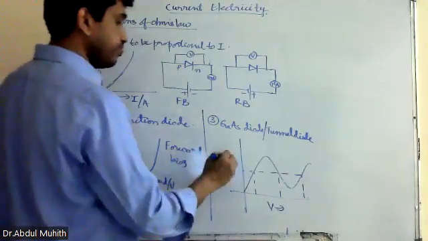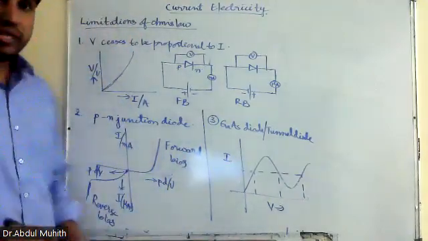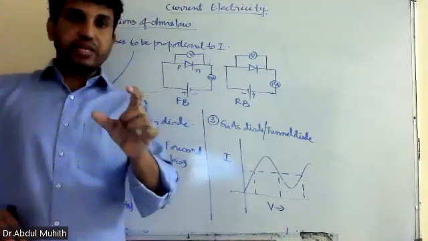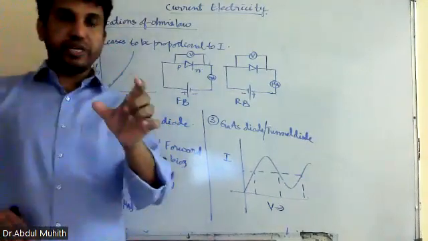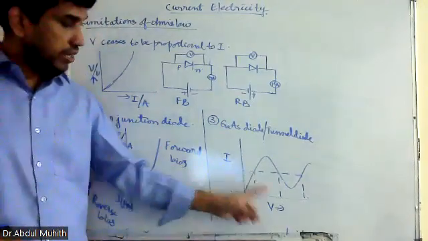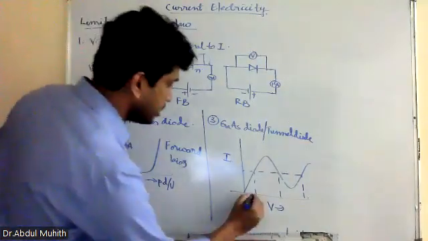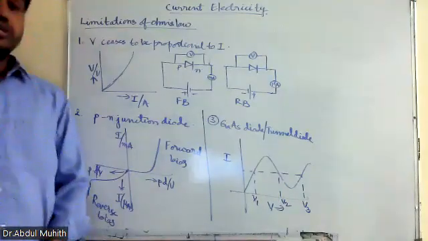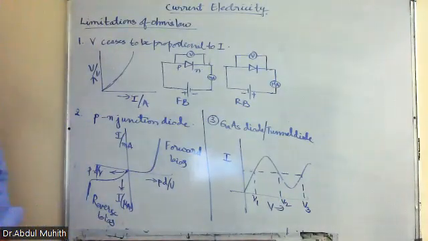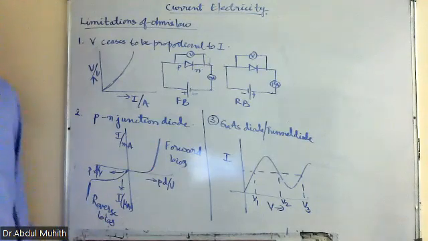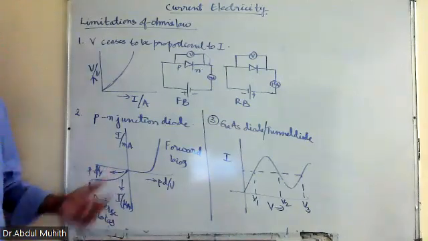What is the meaning of this? As per Ohm's law, every voltage should have a unique current. Is that clear? Every voltage should have a unique current, but it is not. See, for V1 the current is same, for V2 the current is same, for V3 also, for three different voltages the current is same. So this is also one of the drawbacks, of the gallium arsenide diode or tunnel diode. Is that clear? These are the three drawbacks of Ohm's law.